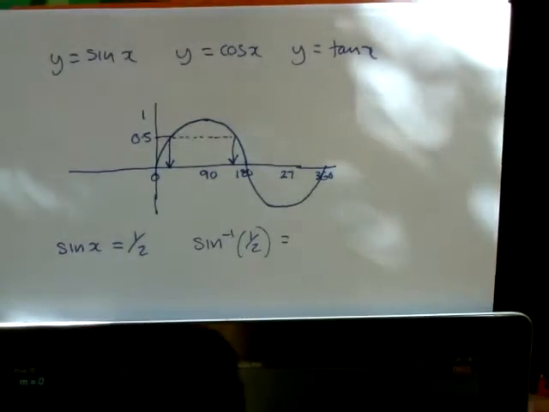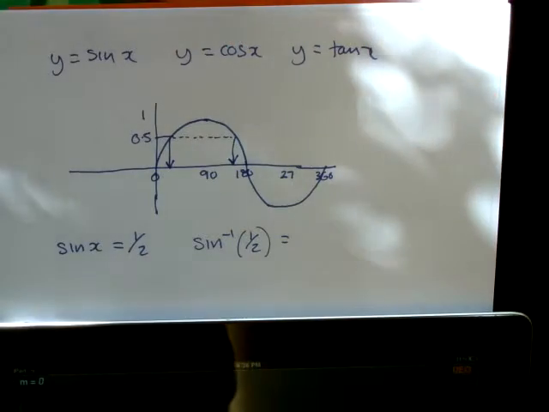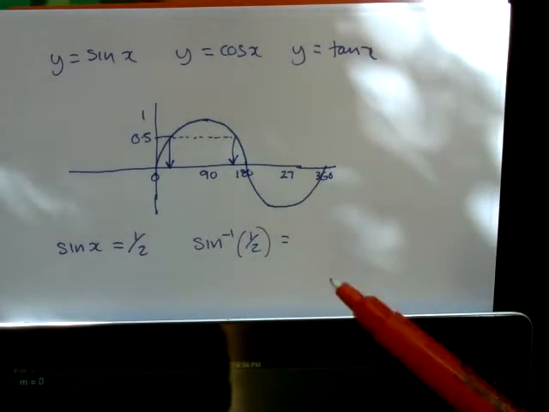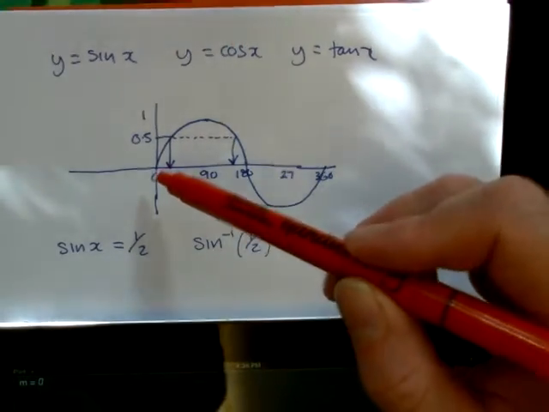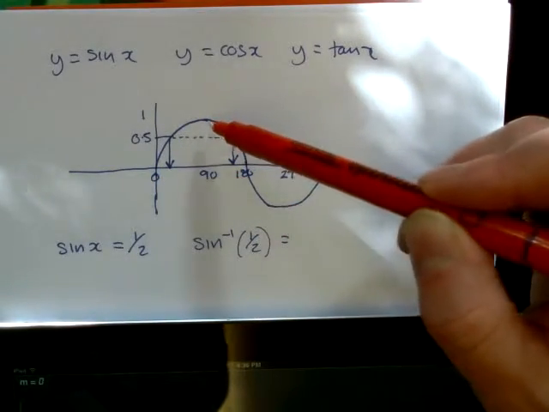Right, so we're going to look at some trigonometric graphs. We're going to look at sin x, cos x, and tan x. What I've drawn is the sin x graph. You should know that between angles 0 and 90 it rises to 1.